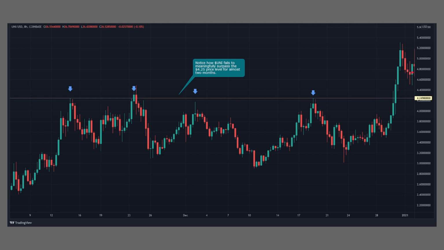Here's an example of resistance. This is found on the Uniswap chart. This was in November, December 2020 into January 2021. We repeatedly see that Uniswap failed to meaningfully surpass the $4.25 price level for almost 2 months. Right? And there were multiple instances of price coming up to the level and being rejected downwards.